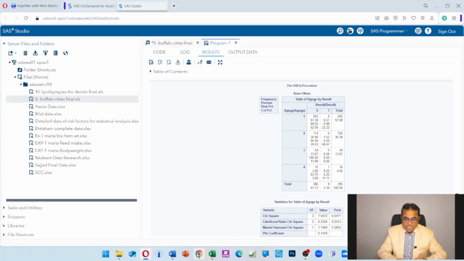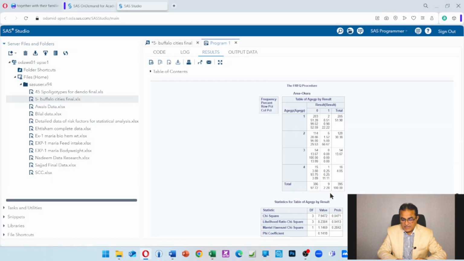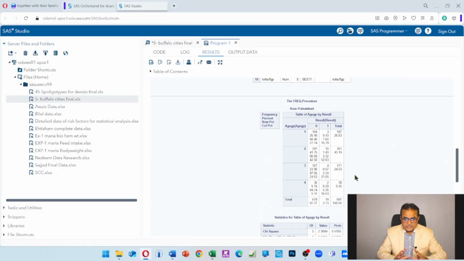So we are finished with frequency analysis by using SAS software. I hope we have understood it very well. So this is how we do frequency analysis by using SAS software.